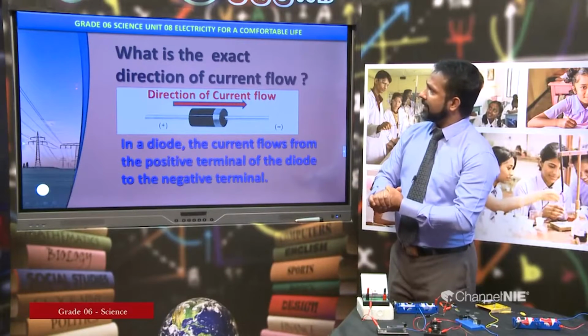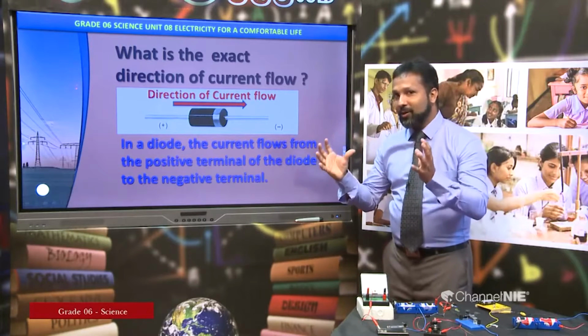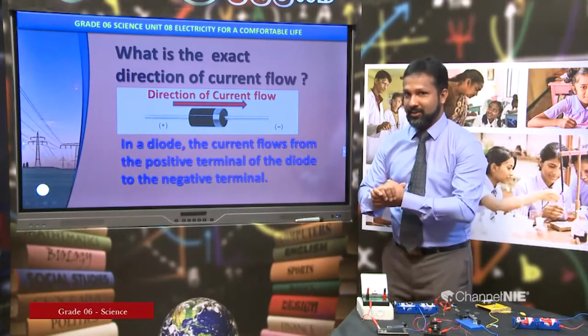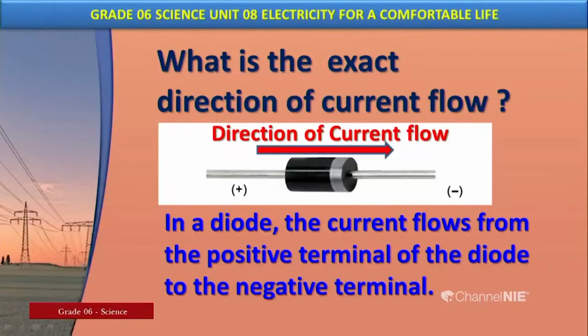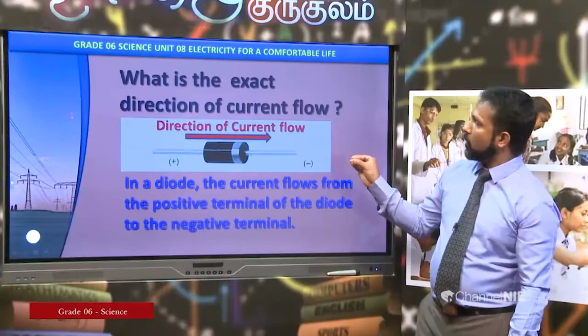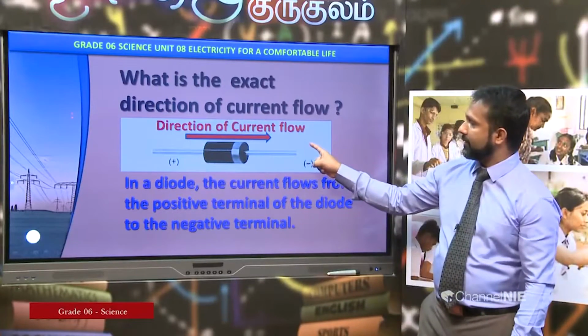What is the exact direction of current flow? We learned that a diode allows the electricity to flow in one direction. But what is the direction? Here, the picture gives you a good idea. This is the positive side. It is black in color. On the negative side, a silver or white color band is there. Current flows from the positive side to the negative side.